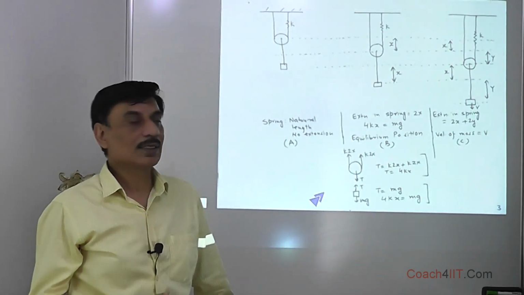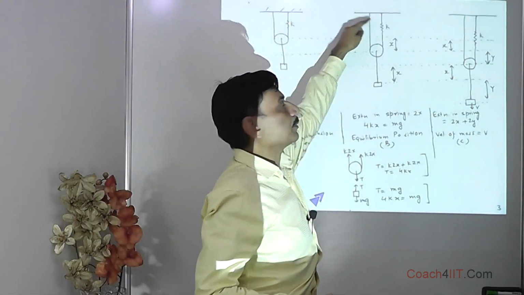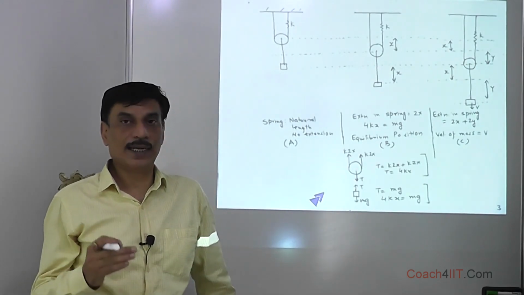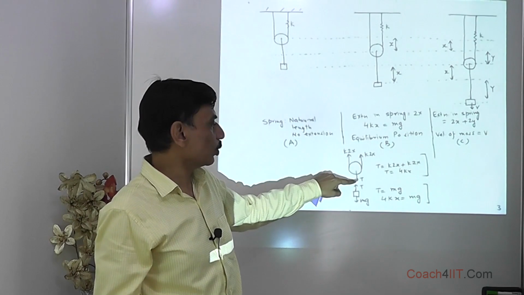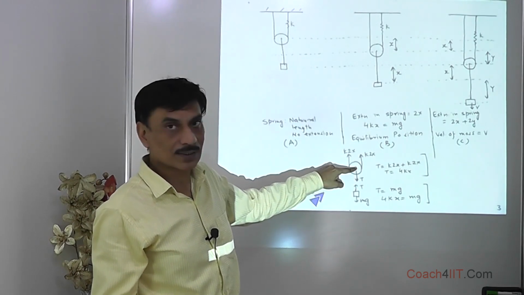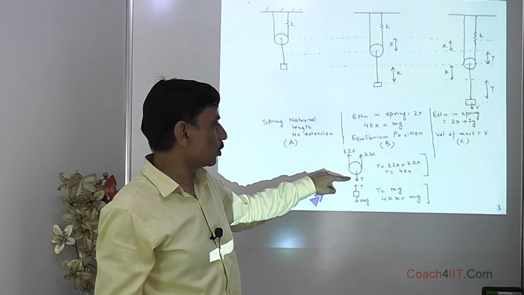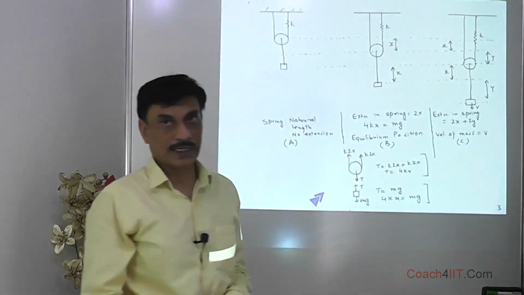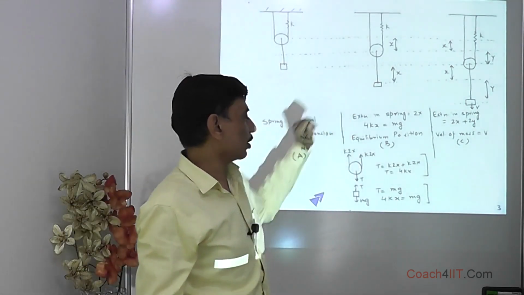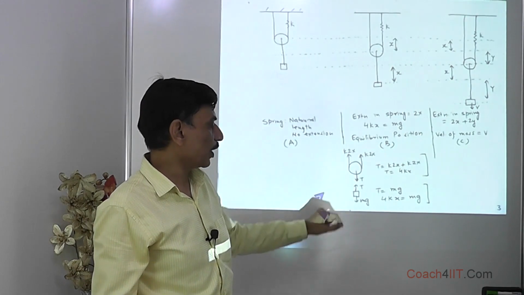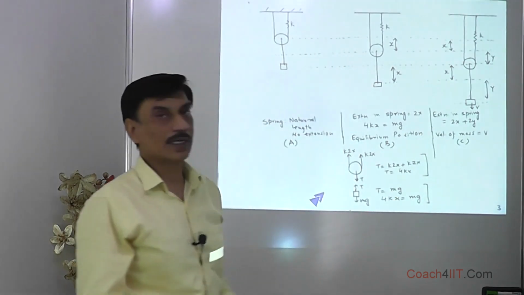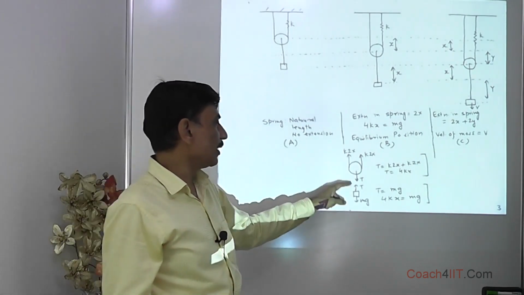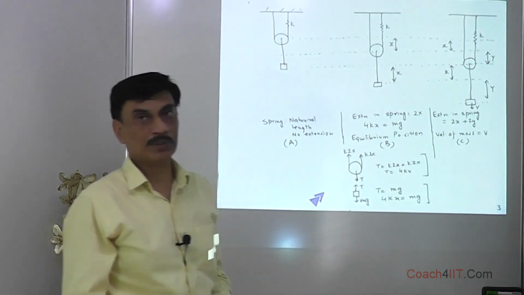Since the stretch is 2x, the tension in the spring is k into 2x, and k into 2x on each side of the pulley, with T over here. The pulley is massless, so this plus this is equal to T. So T comes out to be 4kx. Now we consider the block: T is upward, mg is downward. So T is equal to mg, because right now we are talking about the equilibrium position. So 4kx is equal to mg.